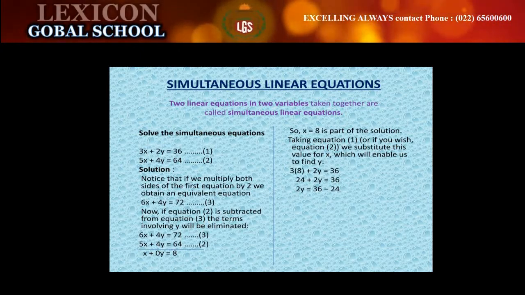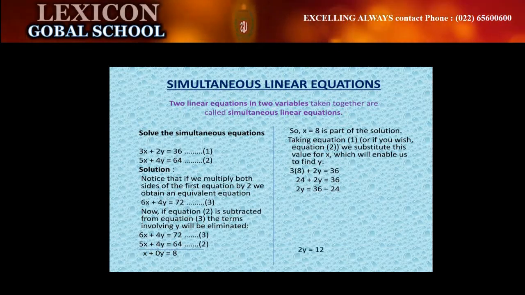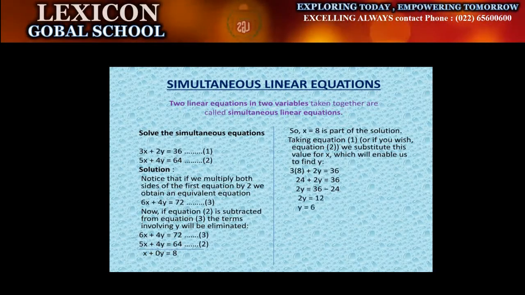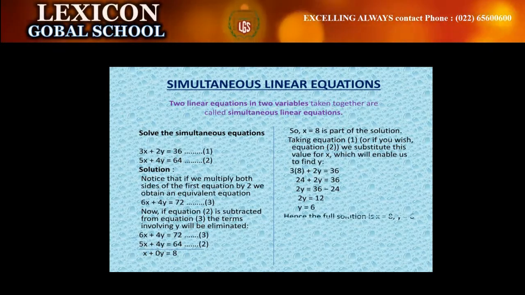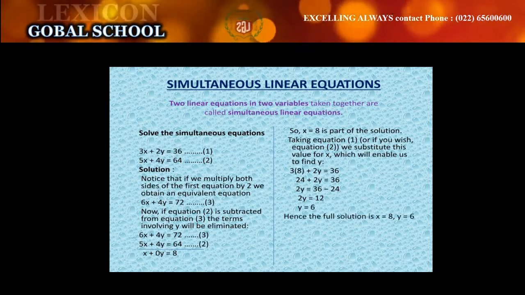That is 2y, what am I doing? This 24 will come this side and become minus, and it will become 36 minus 24. That is 2y is equal to 12. So, y is equal to 6. So, the solution is 8 and 6. X is equal to 8 and y is equal to 6.